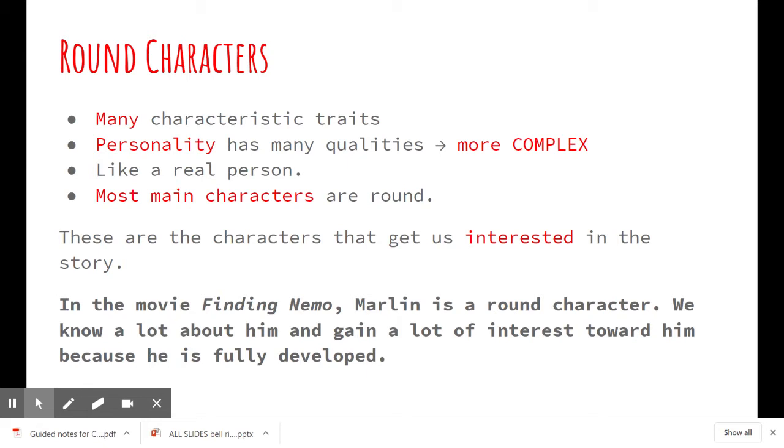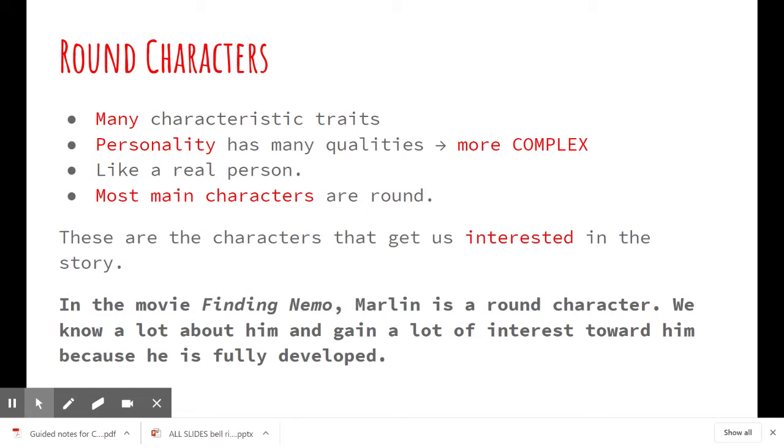Their personality has lots of qualities. They're more complex. We think of them more like a real person rather than just as a character in the story. And usually these are main characters because we know lots about them. Okay, so when you're thinking about characters, we're going to have two kinds. We're going to have round and we're going to have flat. But when you're thinking about round versus flat, think about how much you know about the characters. Okay, so they help keep us interested in the story.